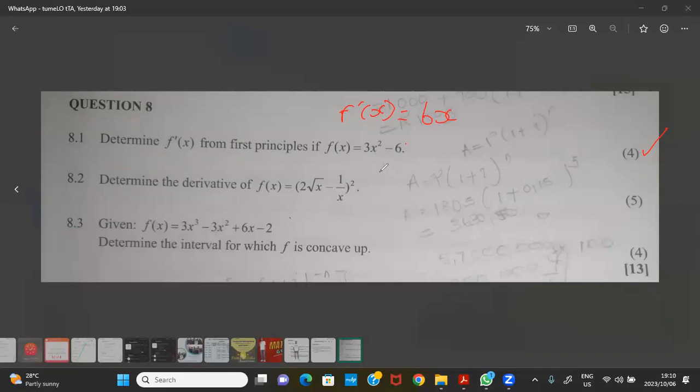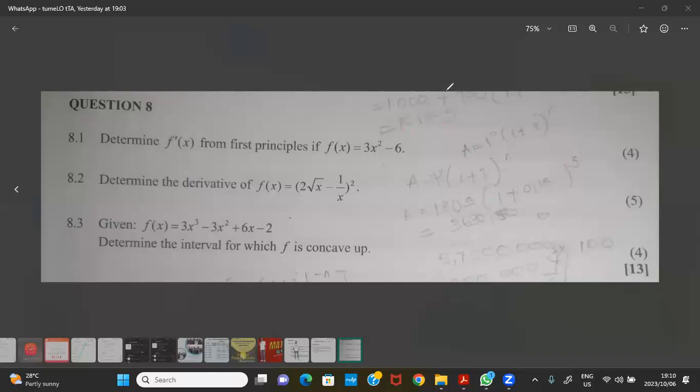8.2. Yeah, but you want 8.3. Okay, let's look at 8.2. Let's look at 8.2. Because it's actually interesting. It's a nice 5-mark question. So let's look at 8.2.